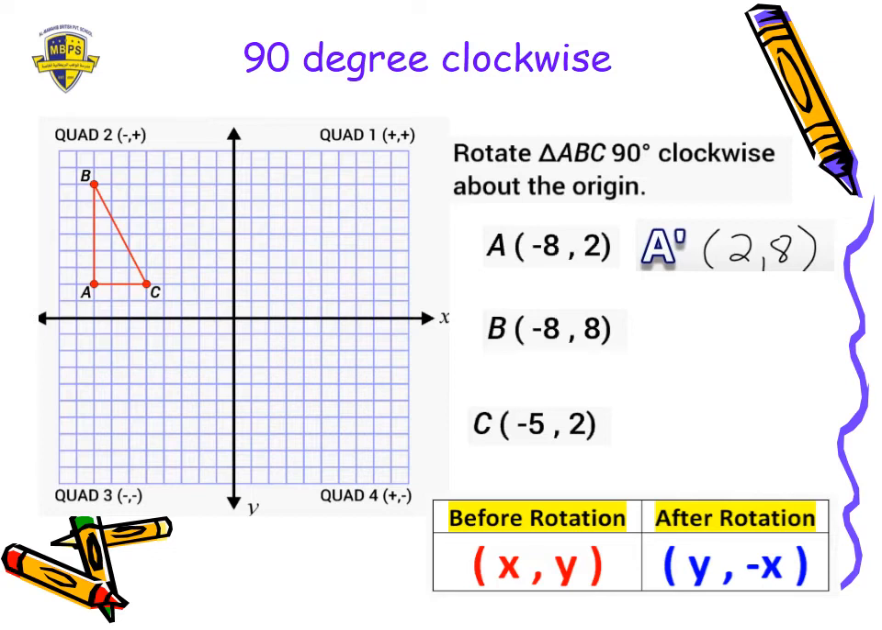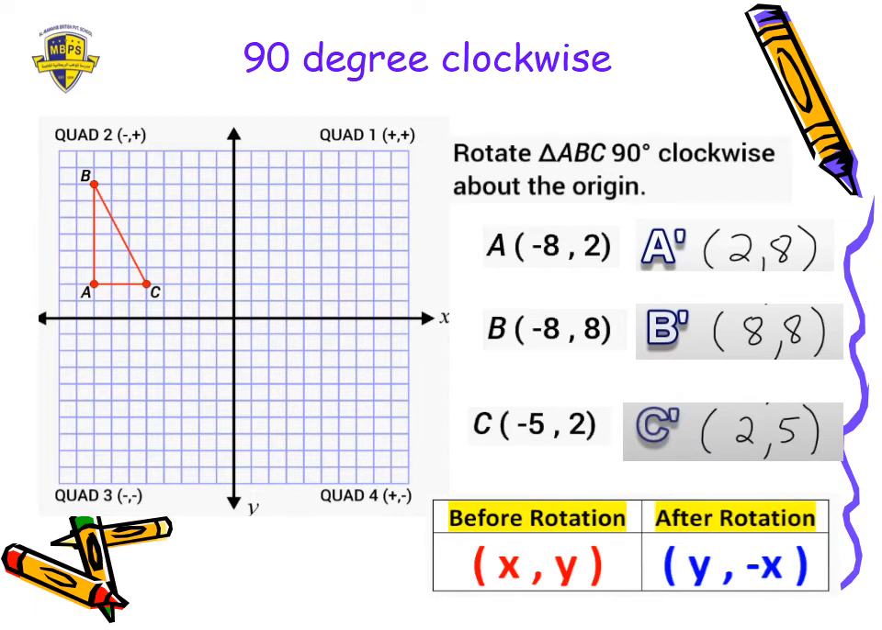For B, it's minus 8 and 8. Change the places of x and y, it will be 8 and minus 8. Change the sign of x, this gives us 8 and 8. C, minus 5, 2. Change the places of x and y, 2 minus 5. Change the sign of x, 2 and 5.